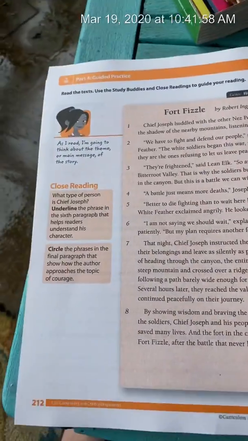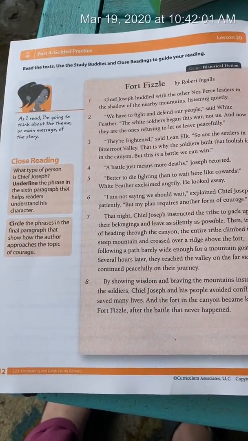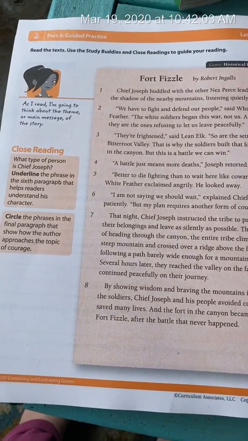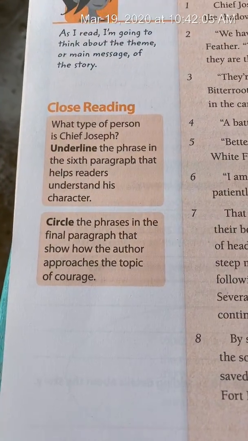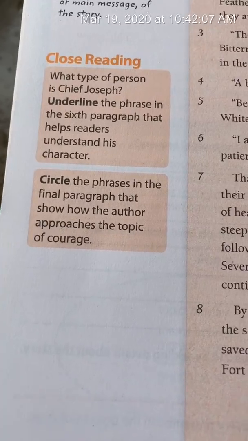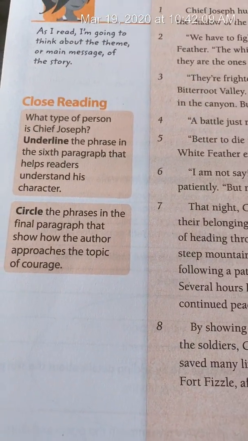And so today in your Ready Reading books, we're going to work on pages 212 and 213. So here we go, 212. You're going to read Fort Fizzle. Guys, pay attention to this close reading over here. This close reading is going to help you identify the theme of the story.